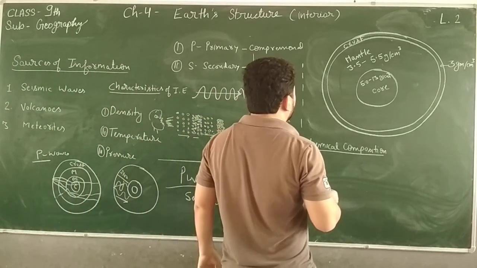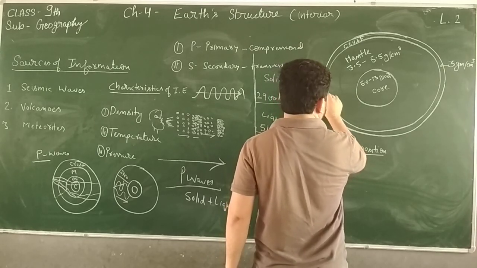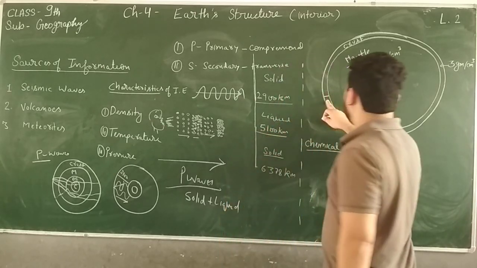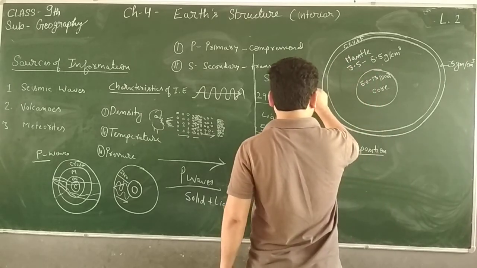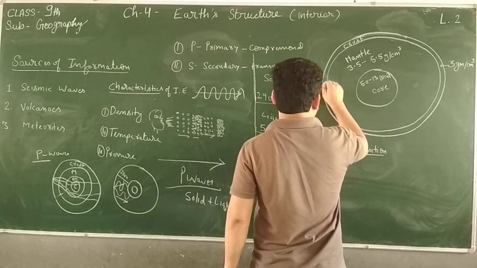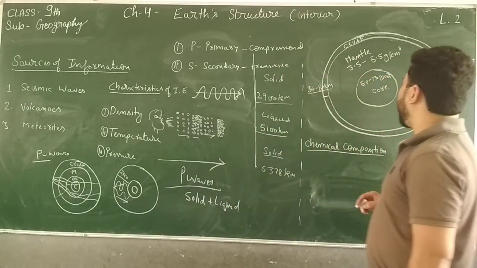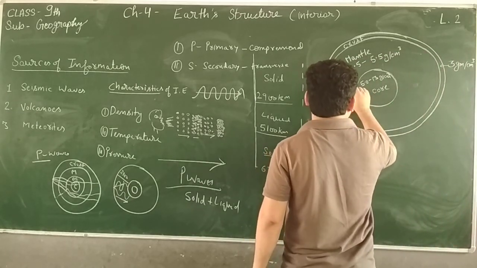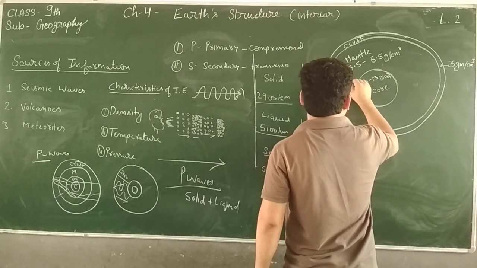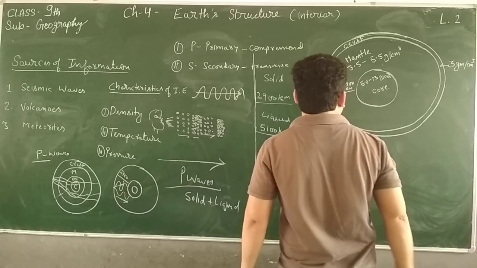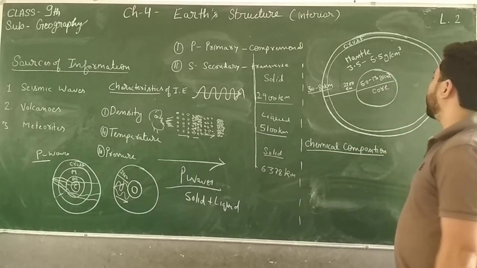So when the waves travel into the Earth, suppose the primary waves are moving here, they will move slowly. They move slowly till here, till 30 to 80 kilometer. They move very slowly, right? And after that their speed becomes higher, right, till 2900 kilometer, and then after that the speed becomes even higher at the center.